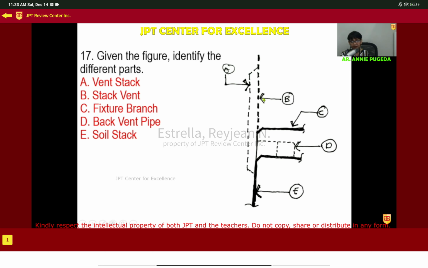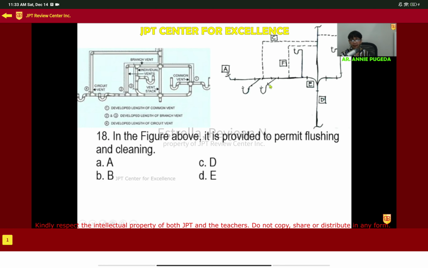So, A, vent stock. B, stock vent. C, fixture branch. D, individual vent or back vent pipe. And E is the vertical pipe known as the soil stock. This is one important illustration from before. I don't know if they brought it back. But like I said earlier, I will discuss the previous board exam with you. We have a compilation of that, but let's finish this first.